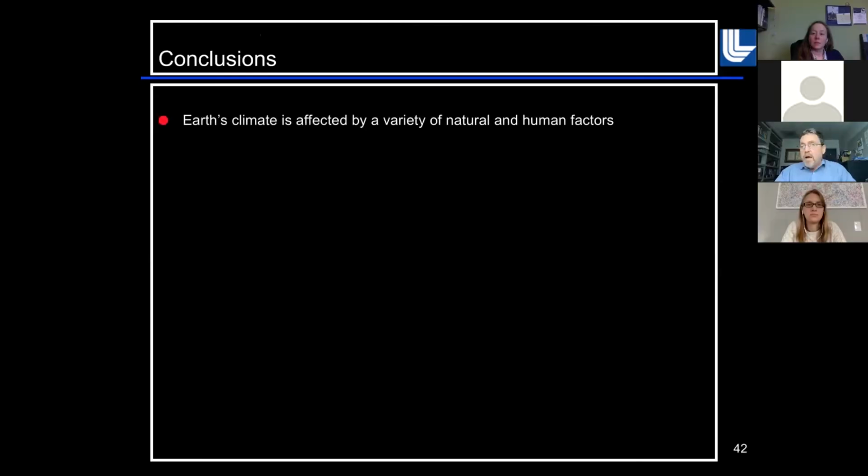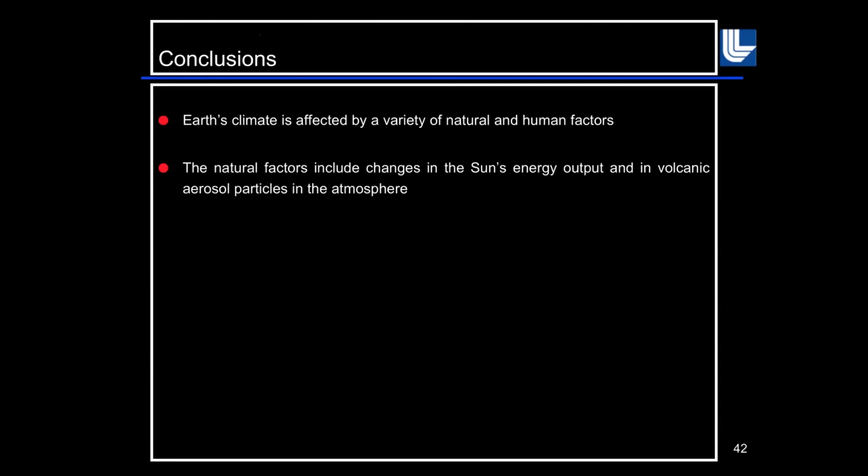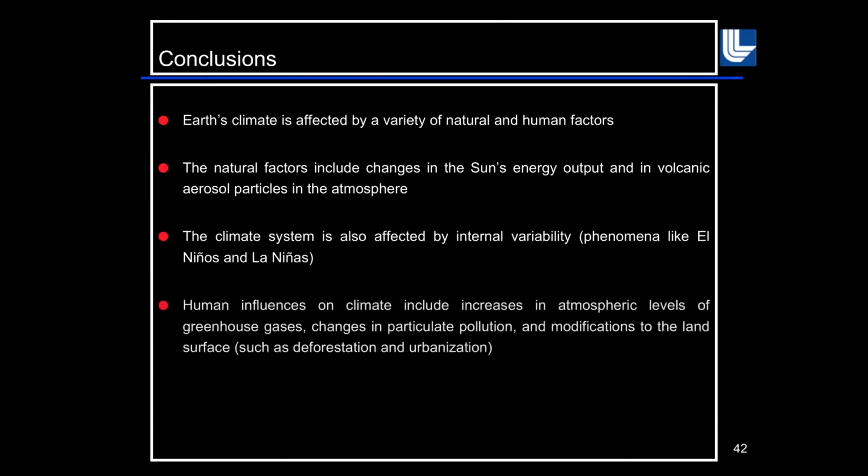Final slide. I tried to show you that it's not an either-or proposition. All human effects on climate, all natural. Our climate at any one point in time is influenced by both natural and human factors. The natural factors include things like the sun's energy output and how it varies on timescales of 11 years and longer, and volcanic aerosol particles in the atmosphere. There's also this rich month to month, year to year, decade to decade natural climate variability that has nothing to do with the sun and volcanoes, phenomena like El Niños and La Niñas.